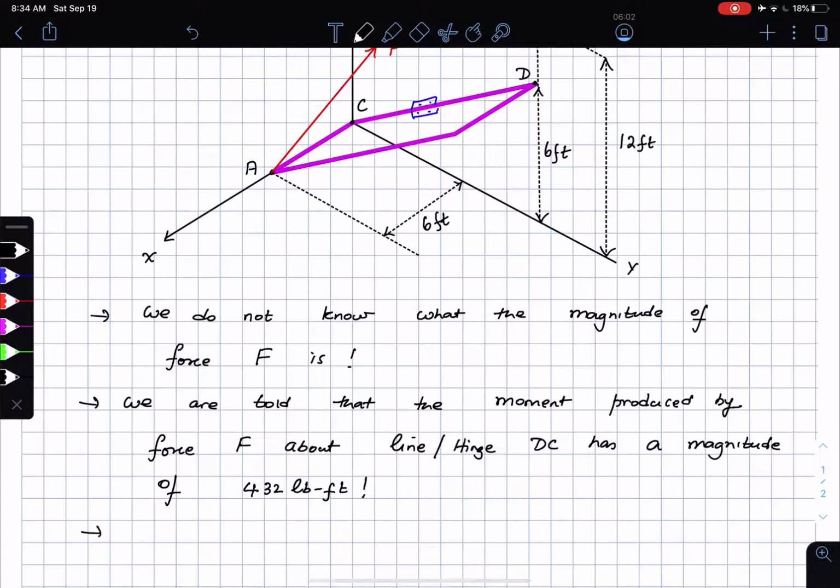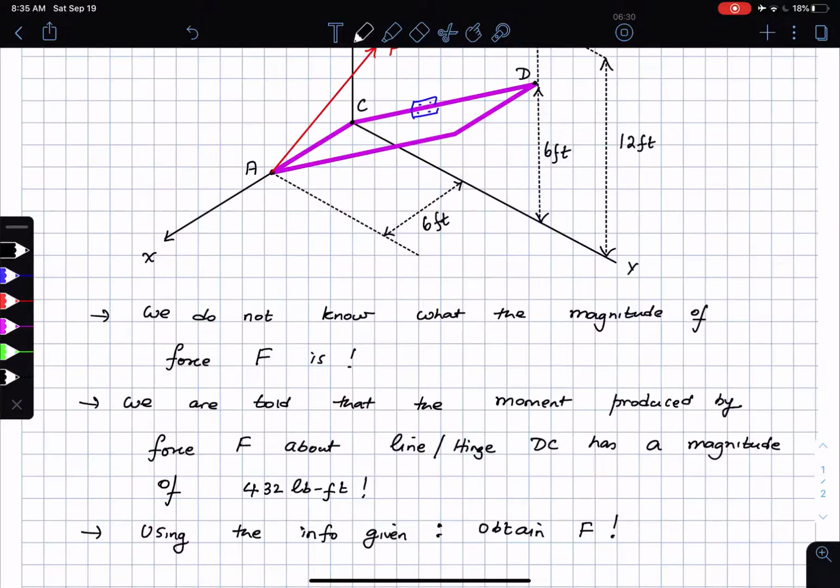And so, using the info given, obtain the force F. So this is in a sense an inverse problem. Previously what we used to do, you are given the force, find the moment about an axis. But in this problem, I'm told that, okay, hey, this is the moment about the axis, find the force. So how do I do this?